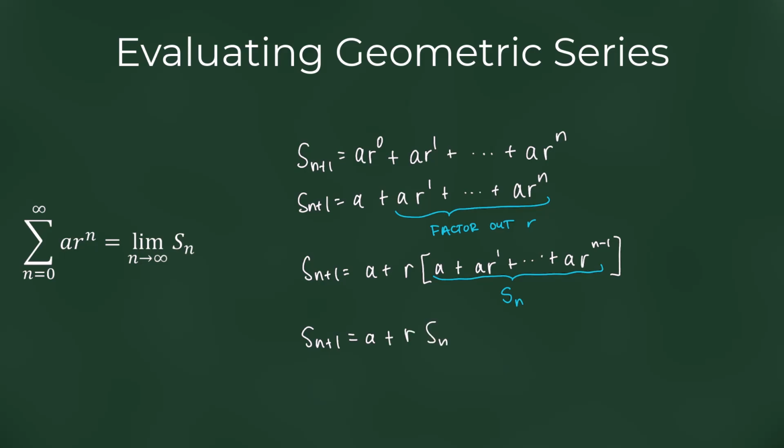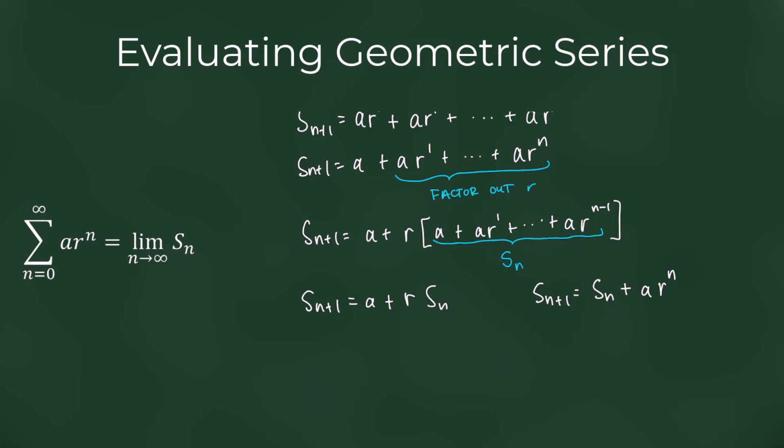We also know by the definition of the nth partial sum that s sub n plus 1 is equal to s sub n plus a times r to the n. The last term gets added on each time. So here we have two expressions for the same quantity, which must mean that they are equal to each other, which gives us the equation a plus r s sub n is equal to s sub n plus a r to the n.